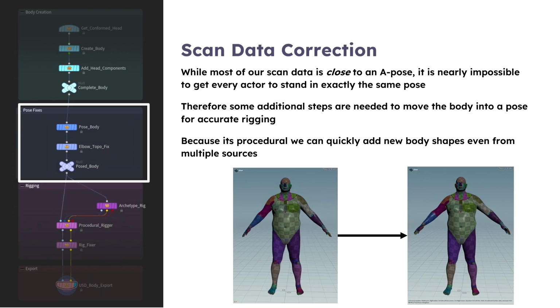Now, at the end of the day, we're still working with scan data for the bodies specifically, and not every actor is going to know how to stand in a perfect A pose. And even if they could, it's not going to match someone else's perfect A pose. Therefore, we came up with a procedural way to adjust the poses into a standardized A pose. By having this completely procedural, we're enabled to do faster iterations with new body shapes and even start importing things from multiple different sources into our pipeline quite easily.